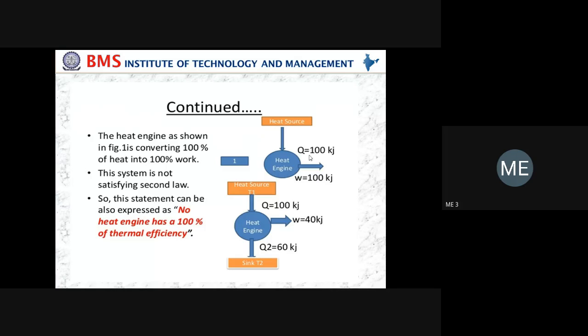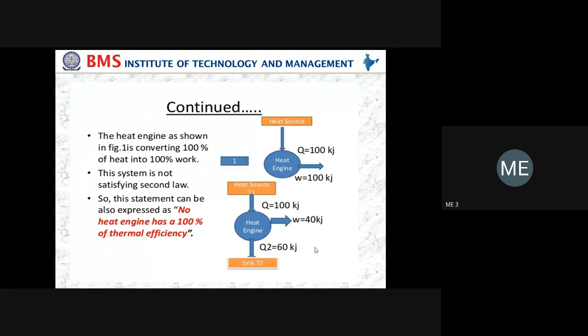Hence, in order to operate the heat engine, we should have one source and one sink. You see the second diagram. Here the heat engine is operating between two thermal reservoirs: the source at higher temperature and the sink at lower temperature. QH is 100 kilojoules, and QL is 60 kilojoules. The net work output, as I said, is QH minus QL, which is 100 minus 60, 40 kilojoules.